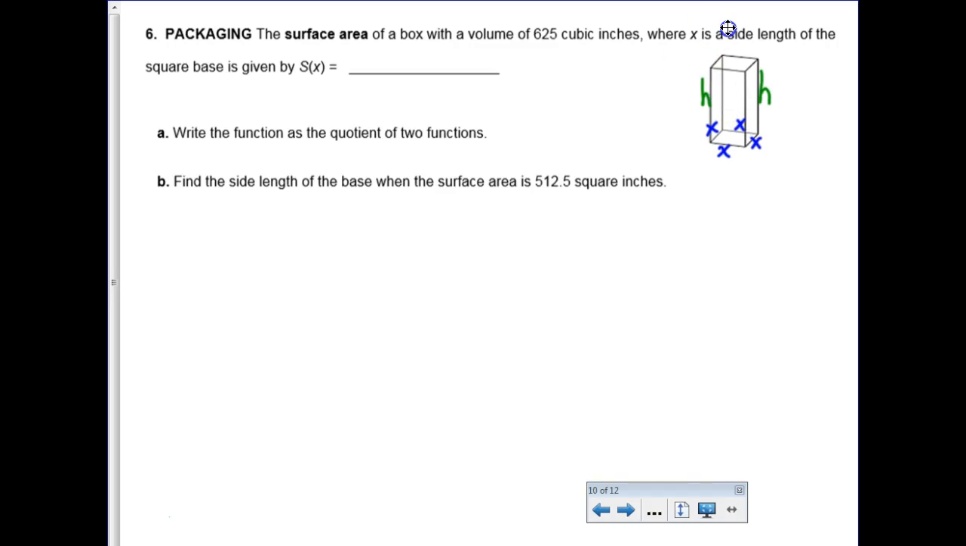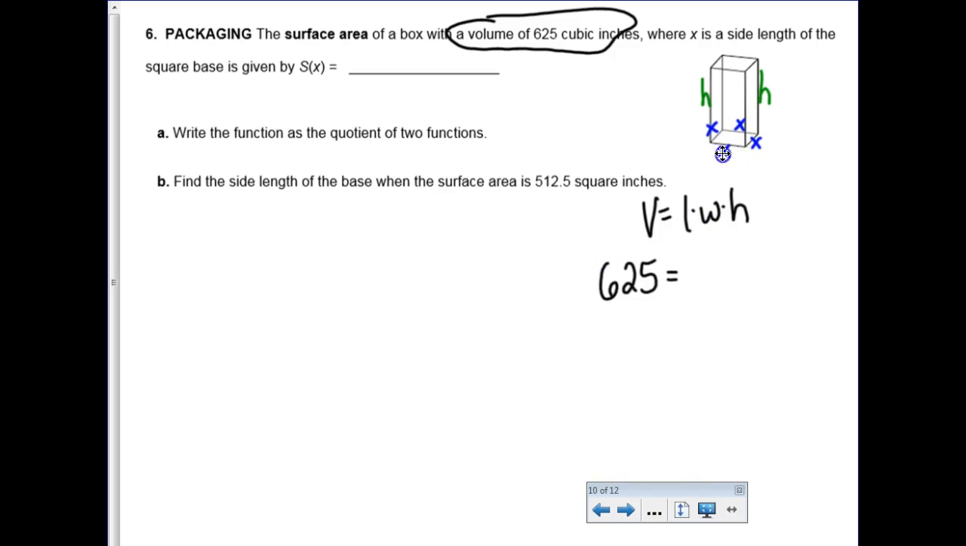Keep that in mind. And the very first clue they gave me has nothing to do with surface area, but it is a clue I'm going to need, because right now I have too many variables, too many unknown things. So it says that the volume of the box is 625 cubic inches. A volume of a box is length times width times height. So knowing everything I know about this picture and this problem, the volume is 625. What would the length and width multiplied together look like? X times x, better known as x squared. And then, you crazy kids, you called height h. That was smart.